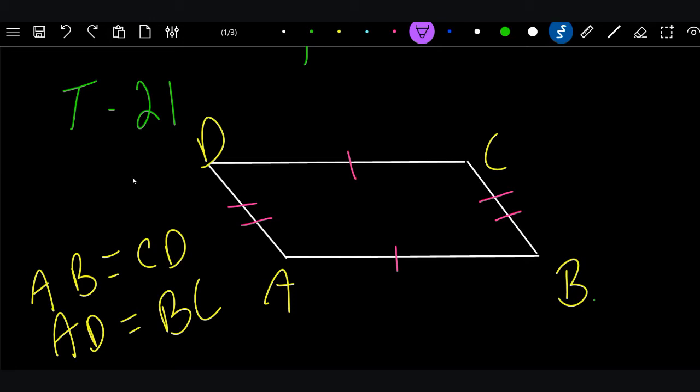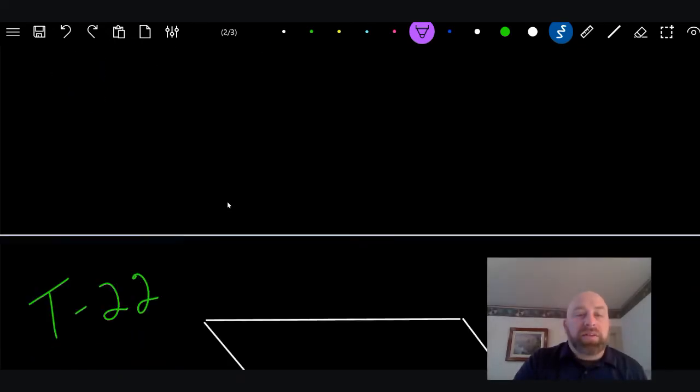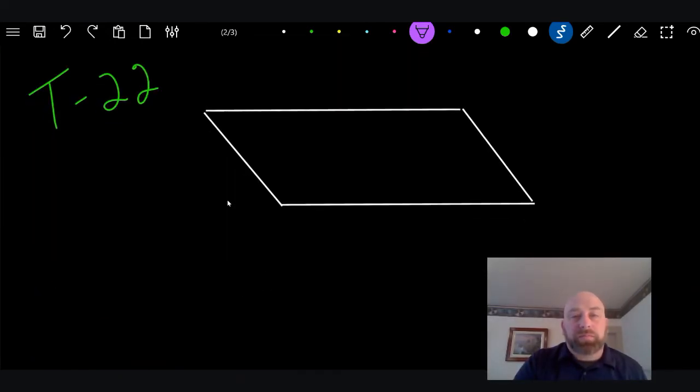So if the opposite sides are equal, then you have a parallelogram. Theorem 21. All right, next, Theorem 22. It says, if two sides of a quadrilateral are equal and parallel, then the figure is a parallelogram. Now, you might be thinking, wait a second, didn't we just have that in Theorem 21? No, it's a little different, and here's what's different about it.